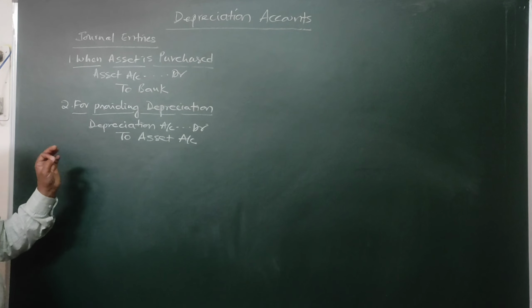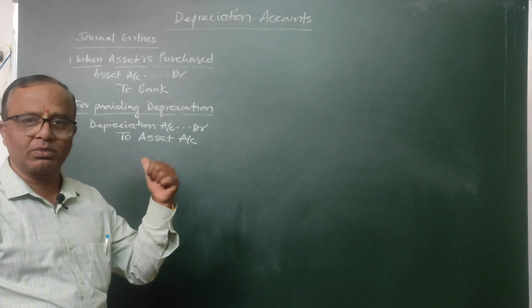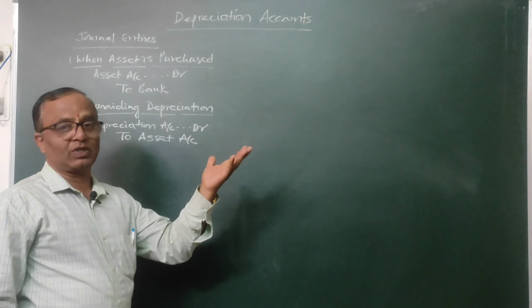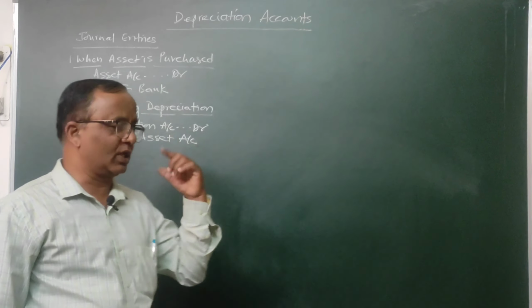See, this is purely an adjustment entry. Neither cash is coming in nor cash is going out, so there is no question of cash in this entry. Please keep it in mind that when we are providing depreciation, our entry should be depreciation account debit to asset account.